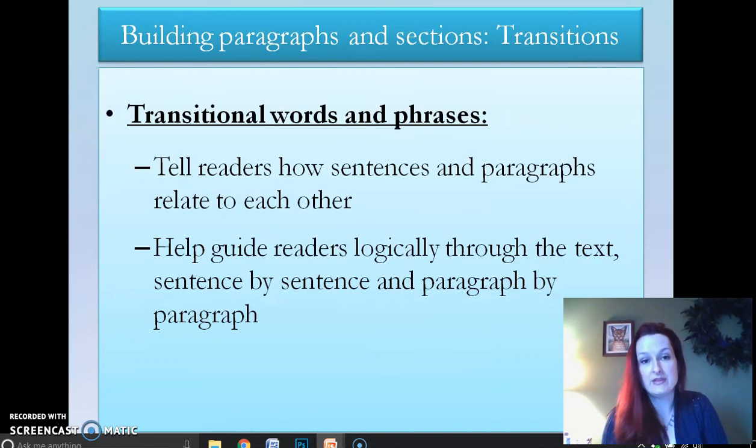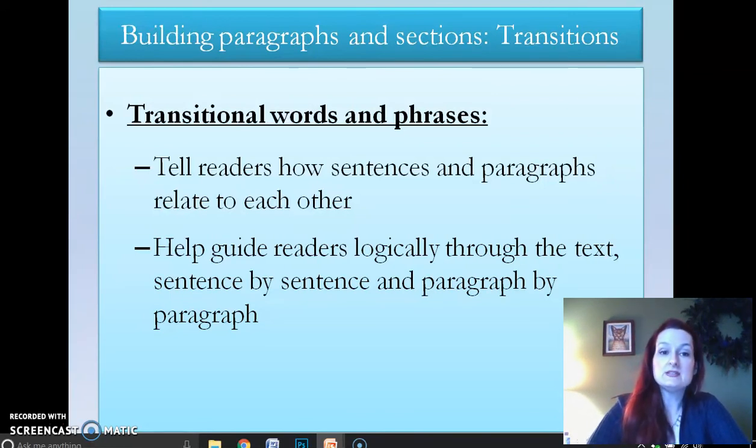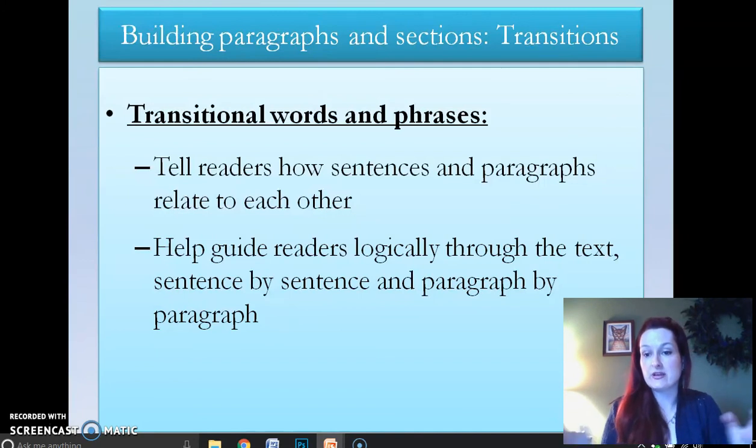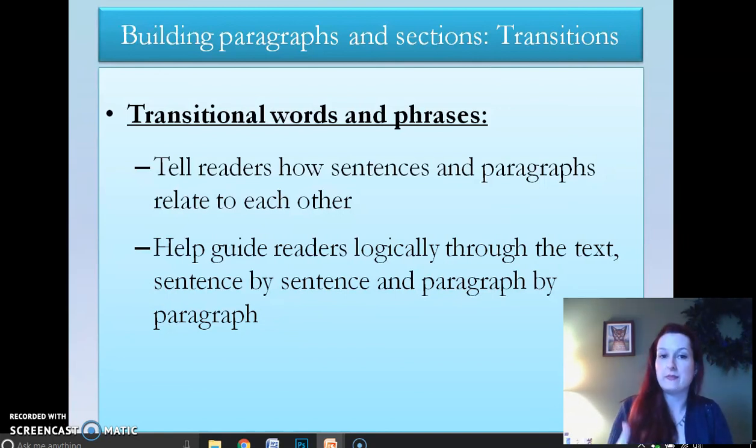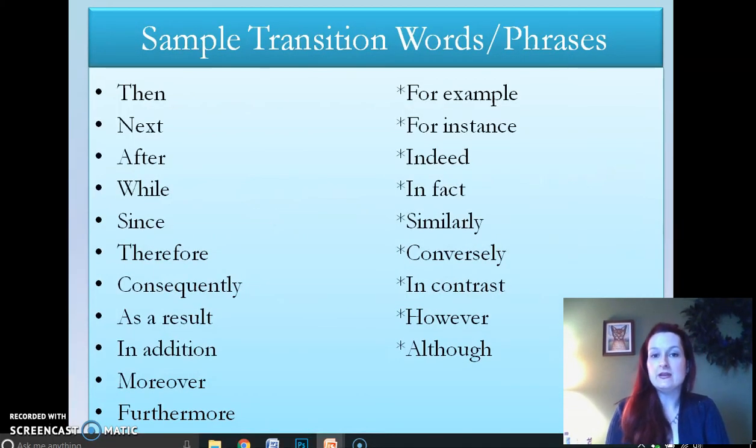Part of the way to do that is to use transition words and transition phrases and sometimes transition sentences. Transitions tell readers how sentences and paragraphs relate to each other. They show the connections between ideas. They highlight those connections. And they help guide readers logically through the text, idea to idea, sentence by sentence, paragraph by paragraph. And here are some examples of transition words and phrases.